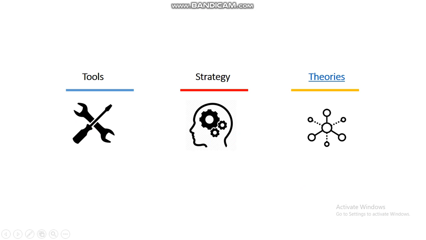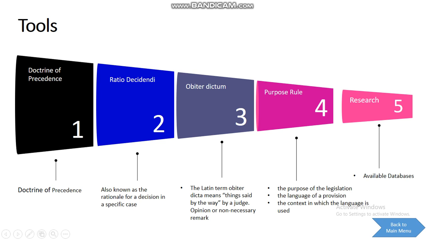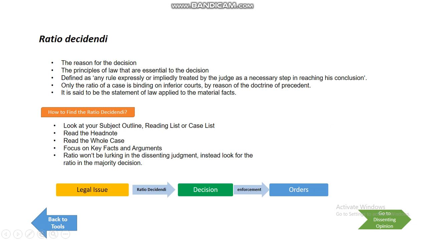If we go next, we've broken down how we're going to take this approach into 3 areas: tools, strategy, and theory. If we click on tools, this is further broken down into 5 sections: doctrine of precedence, ratio decidendi, obiter dictum, purpose rule, research.